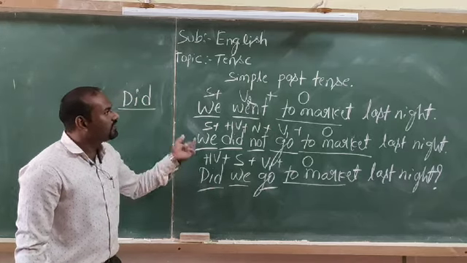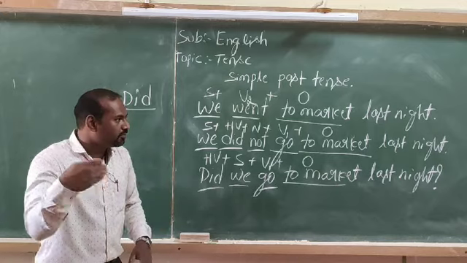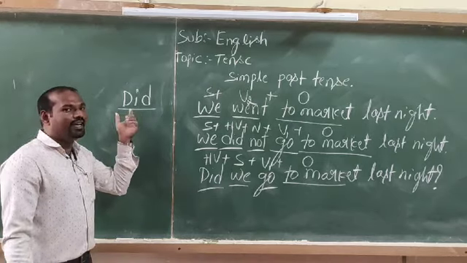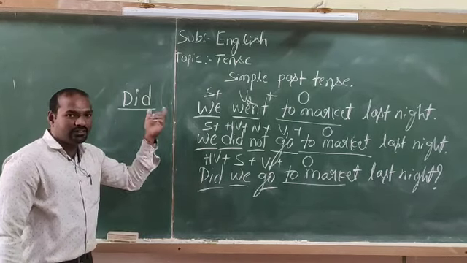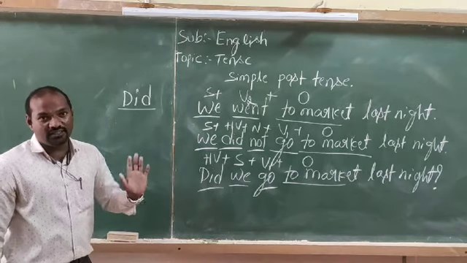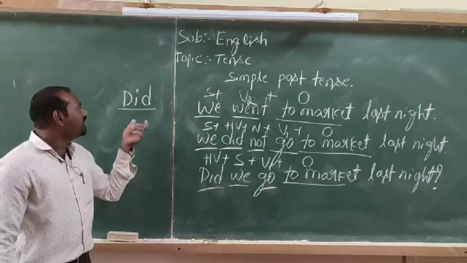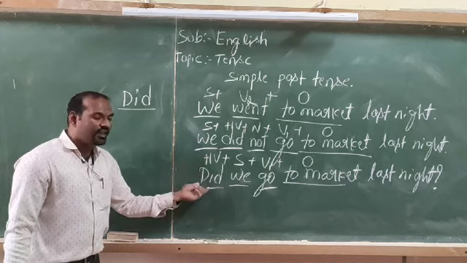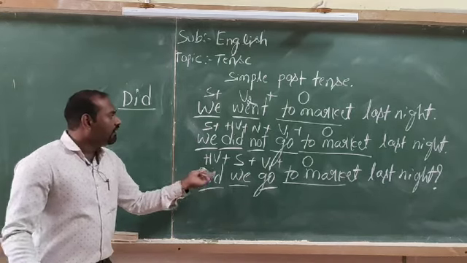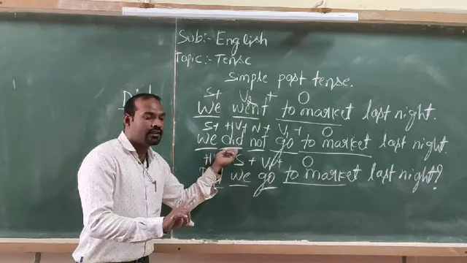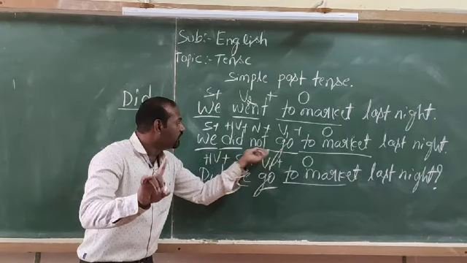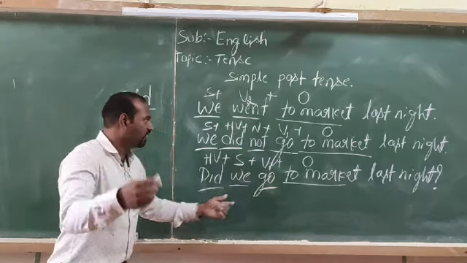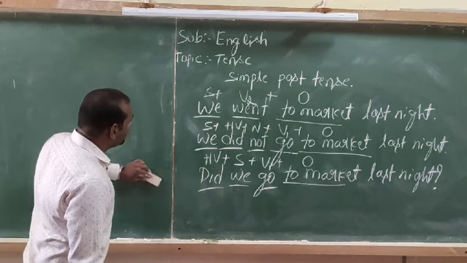So this is the structure of the simple past tense. Once again, I'll revise it. Did is the one and only helping verb here. Whether the subject is plural, singular, or first person singular, whatever it may be, in simple past tense, did is the one and only helping verb. By using did, you make negative and interrogative sentences. And do remember, after using did in the sentence, the verb should be in the V1 form. Look here: did not go. Did we go? Okay, let's move to the next tense.